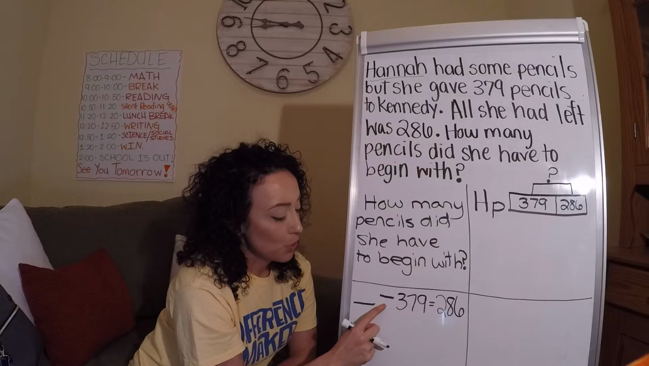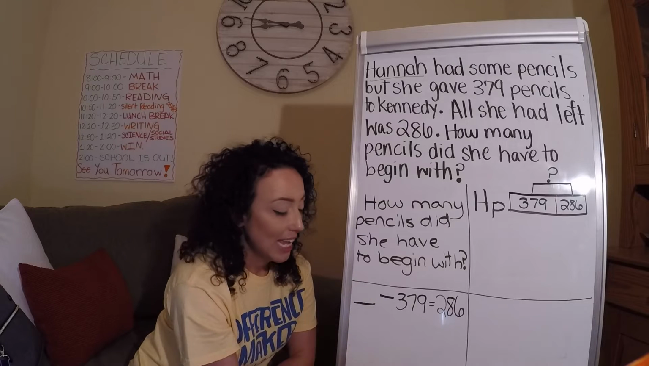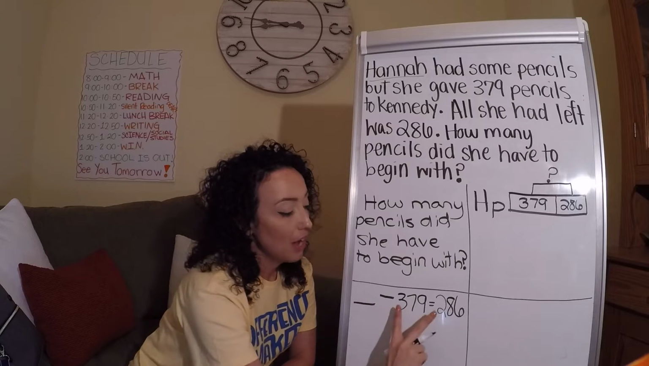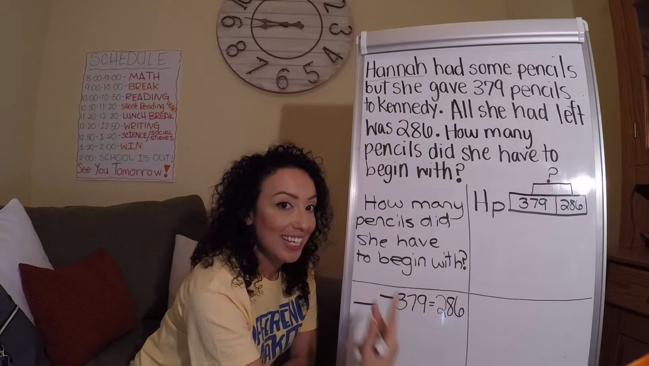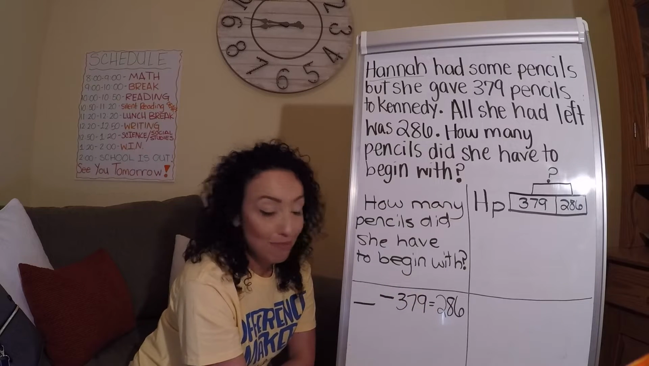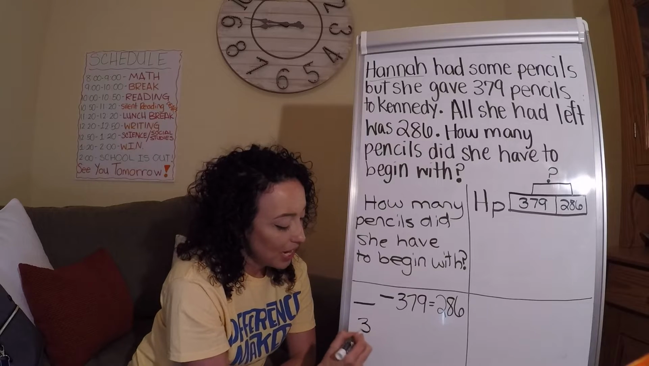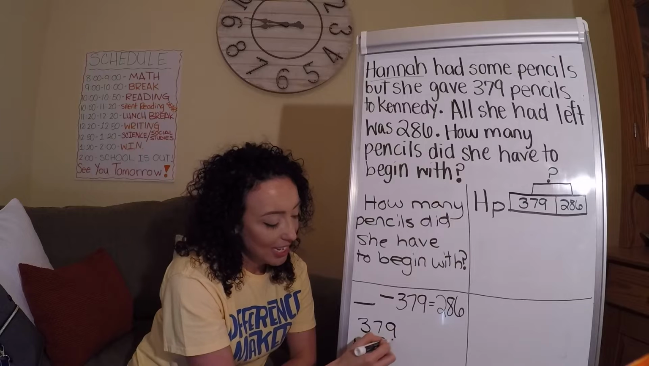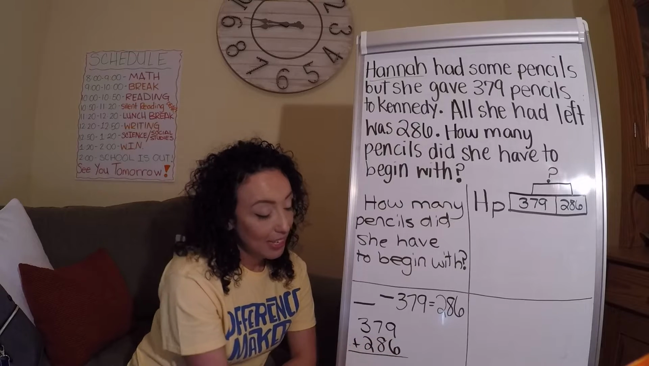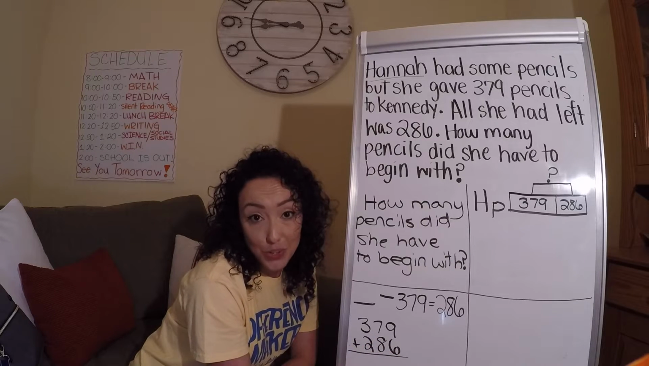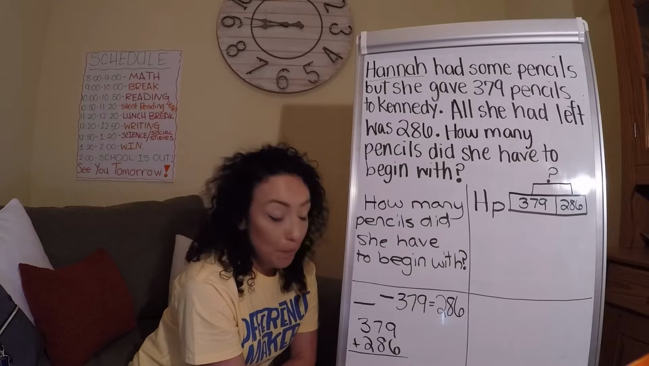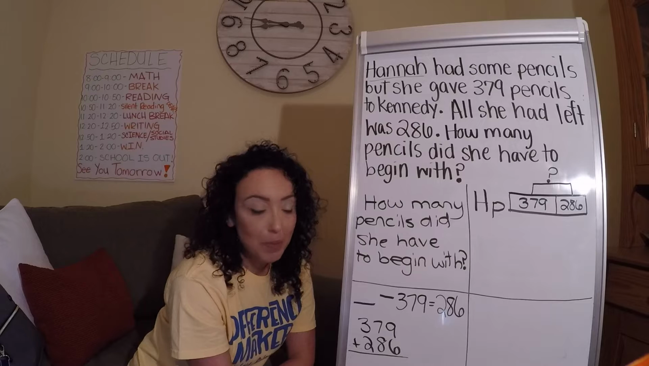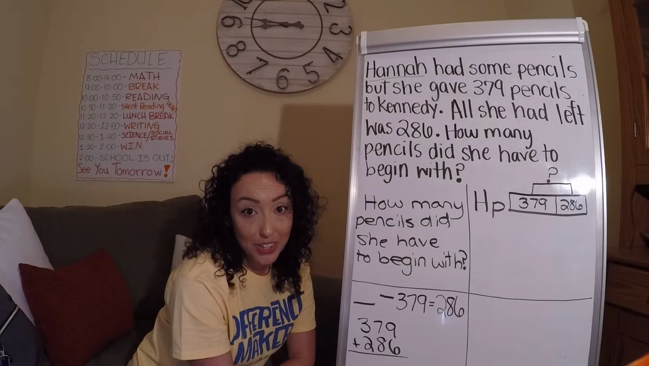I know that this is subtraction because she gave them away. And so therefore, in order to figure this out, the opposite of subtraction is addition. So let's add 379 plus 286. This is up to you how you want to do your strategies and what works best for you. But for us, we're just going to do a simple algorithm to see if your answer is correct.